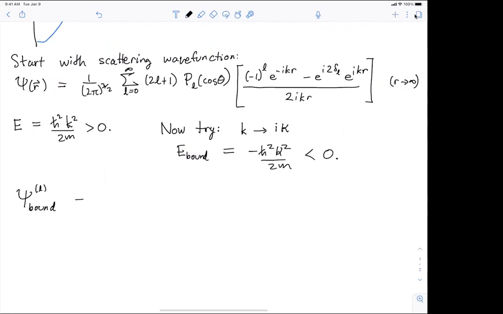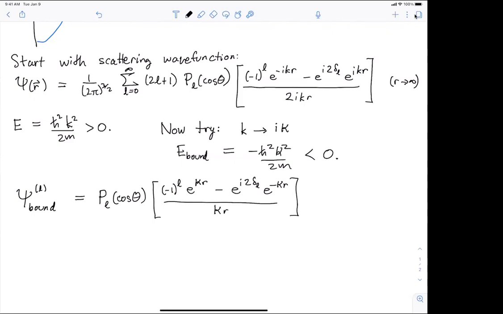And so now I'm going to dispense with all the constants and just write, it's got to have this Legendre polynomial of cosine theta. And then I also want the dependence on r. So (-1) to the L. Now I'm plugging in k equals i kappa. So there will be (-1) to the L e to the kappa r minus e to the 2i delta L e to the minus kappa r, divided by kappa r.